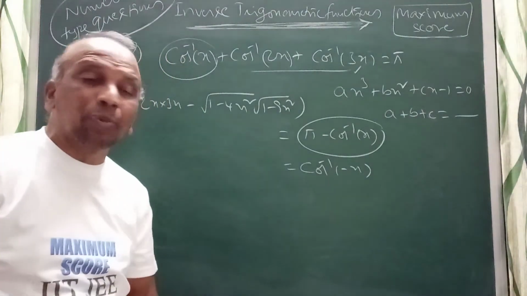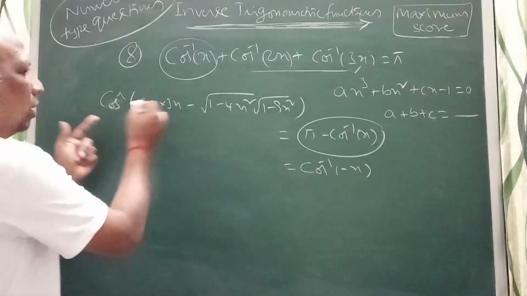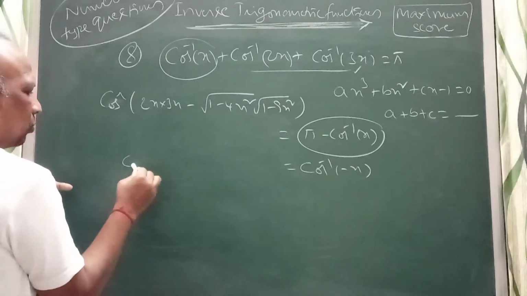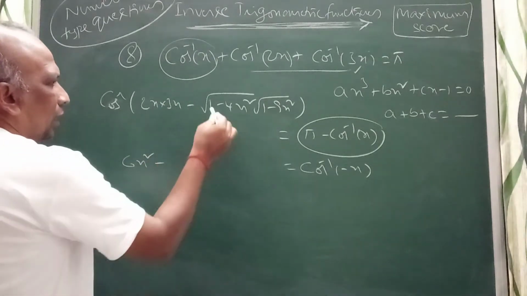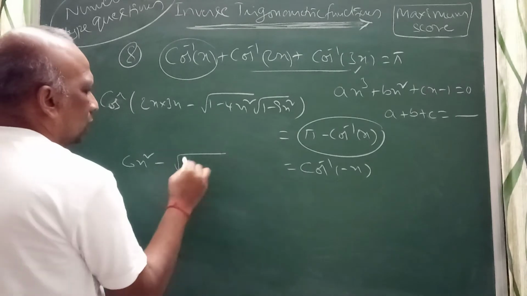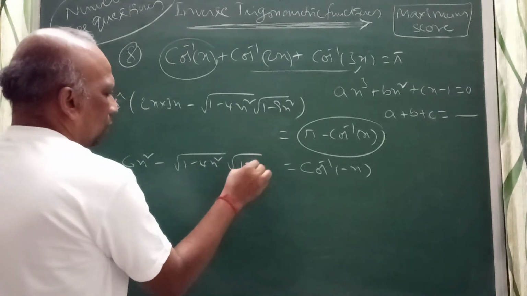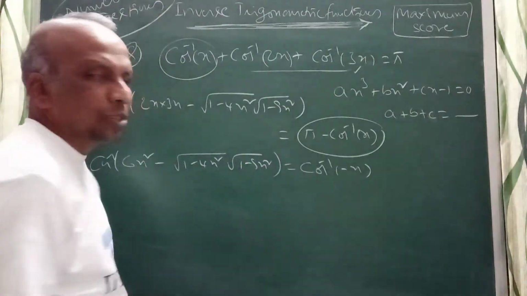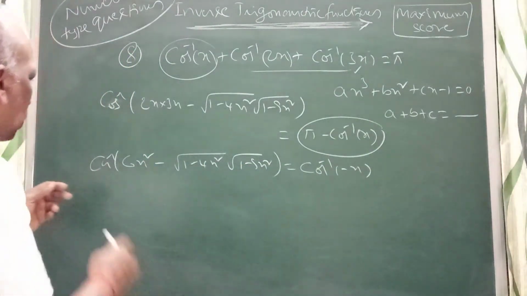Cos inverse of minus x is pi minus cos inverse x. On this side, if I take cos inverse of this, I can write 6x square minus root of 1 minus 4x square, root of 1 minus 9x square, inside cos inverse, right? Eliminate cos inverse on both the sides. Correct.